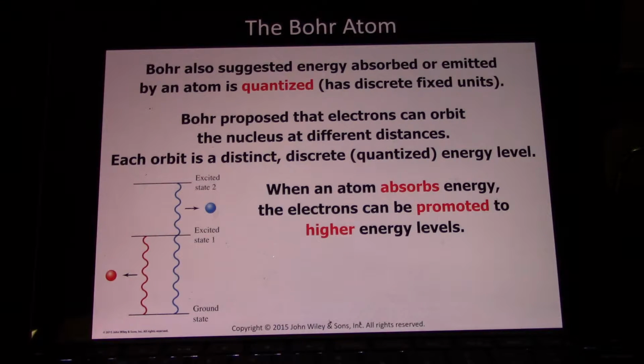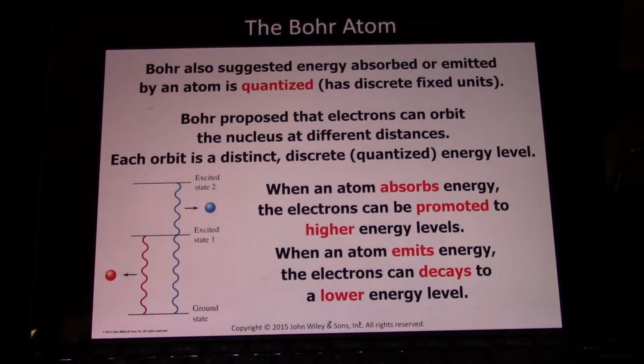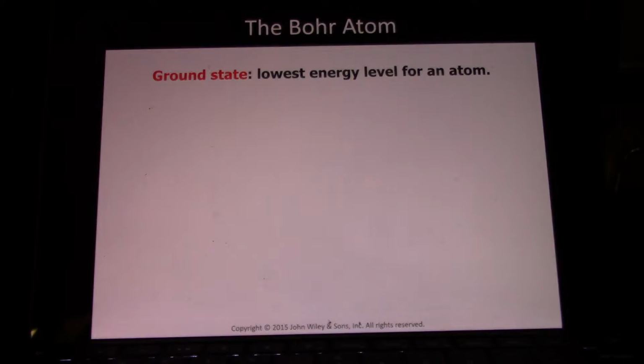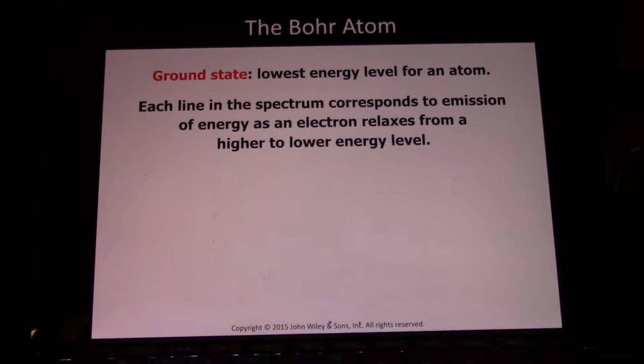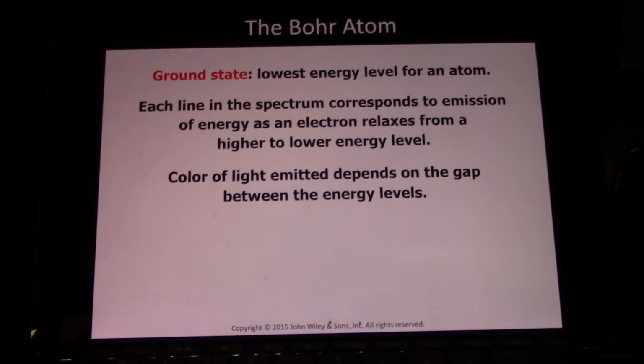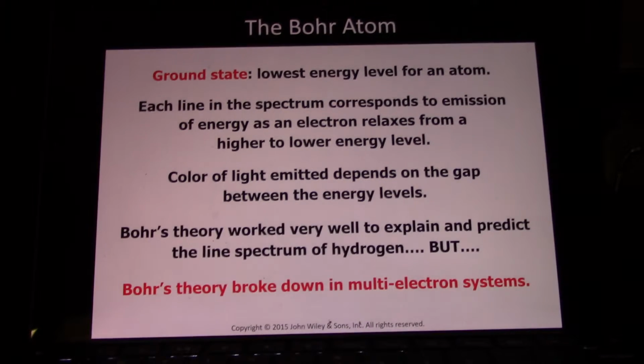So when an electron is at its base level, we call that ground state. Any electron that has more energy than ground state is called excited state, and there are multiple excited states. So the ground state is the lowest energy level for an atom. Each line of the line spectrum corresponds to an emission of energy from an electron as it moves from higher to lower energy. And again, the color of light emitted depends on the gap between the energy levels.